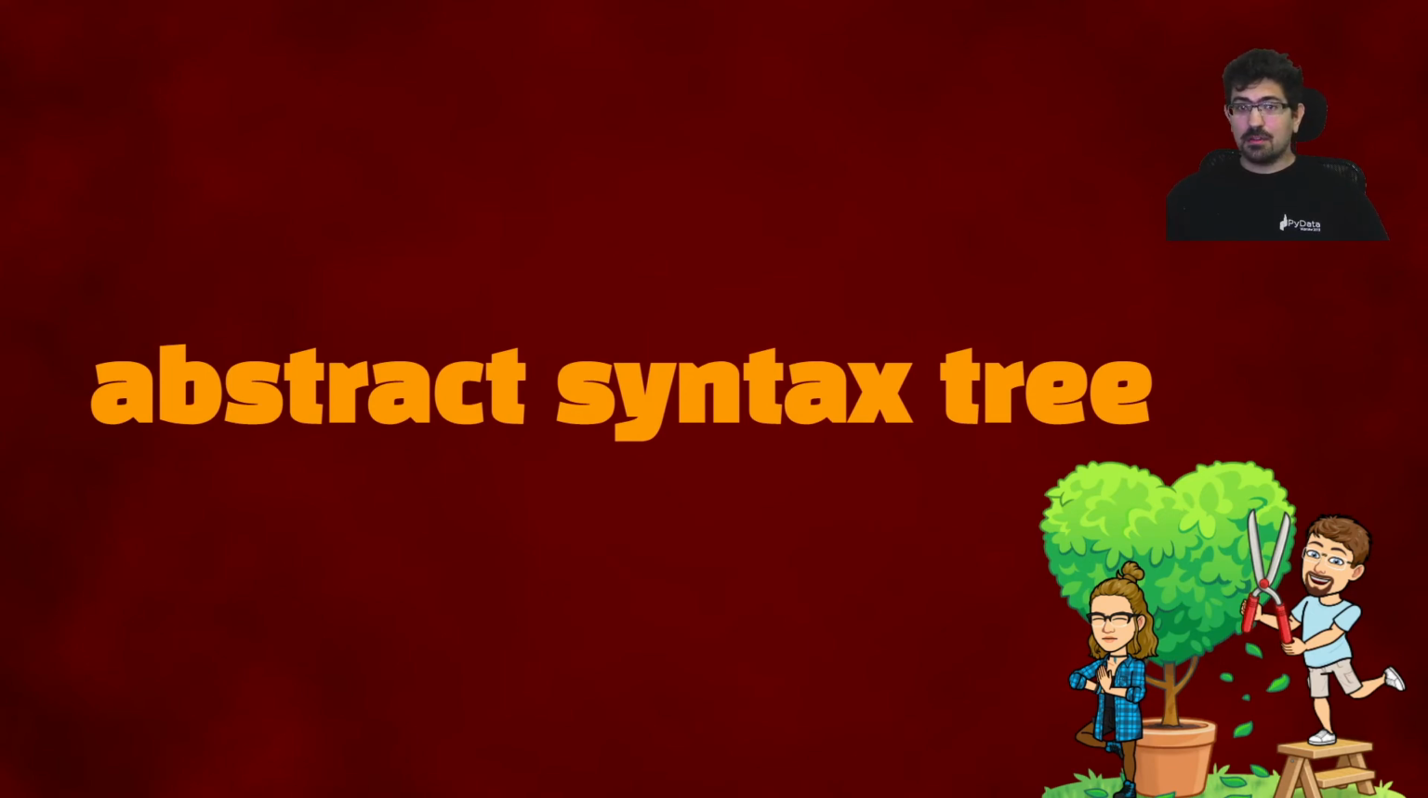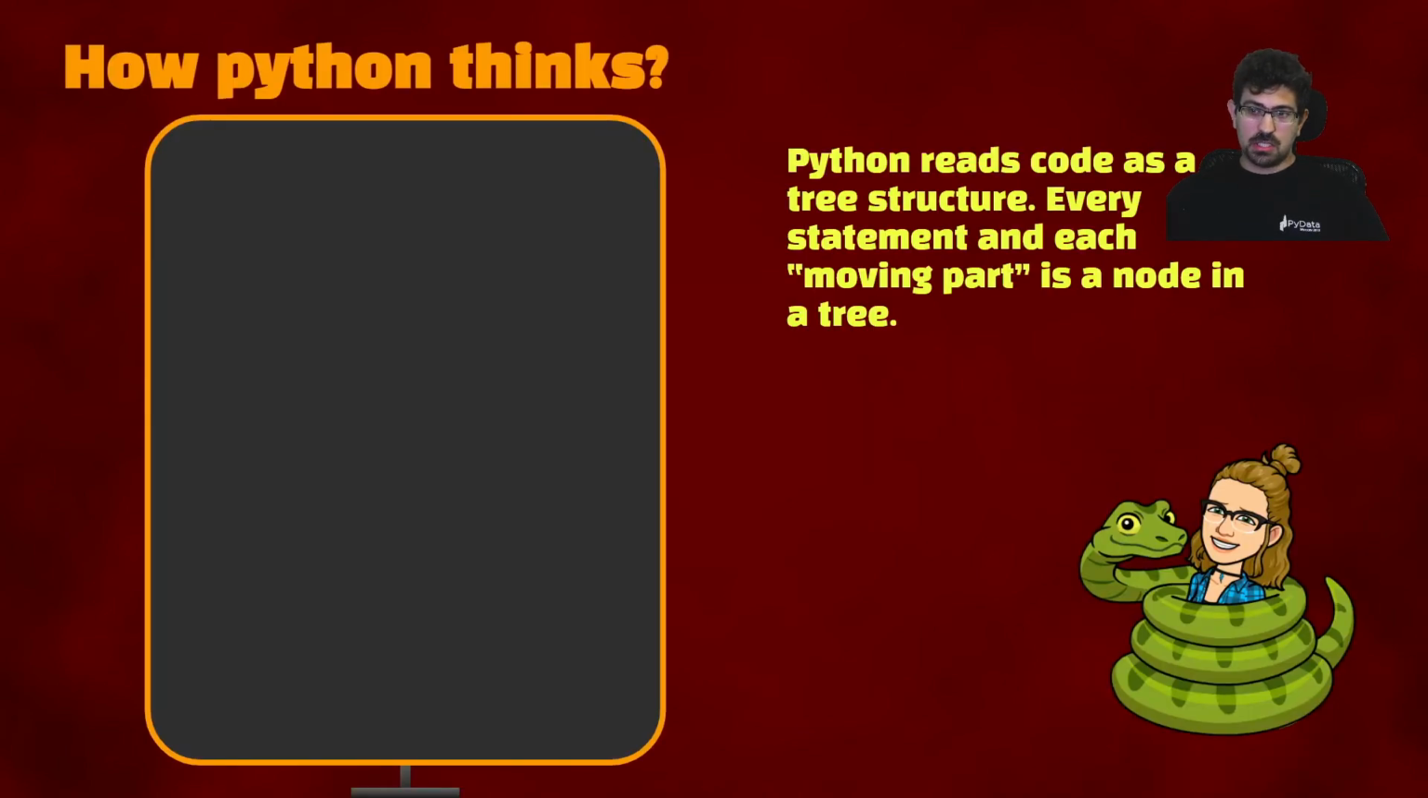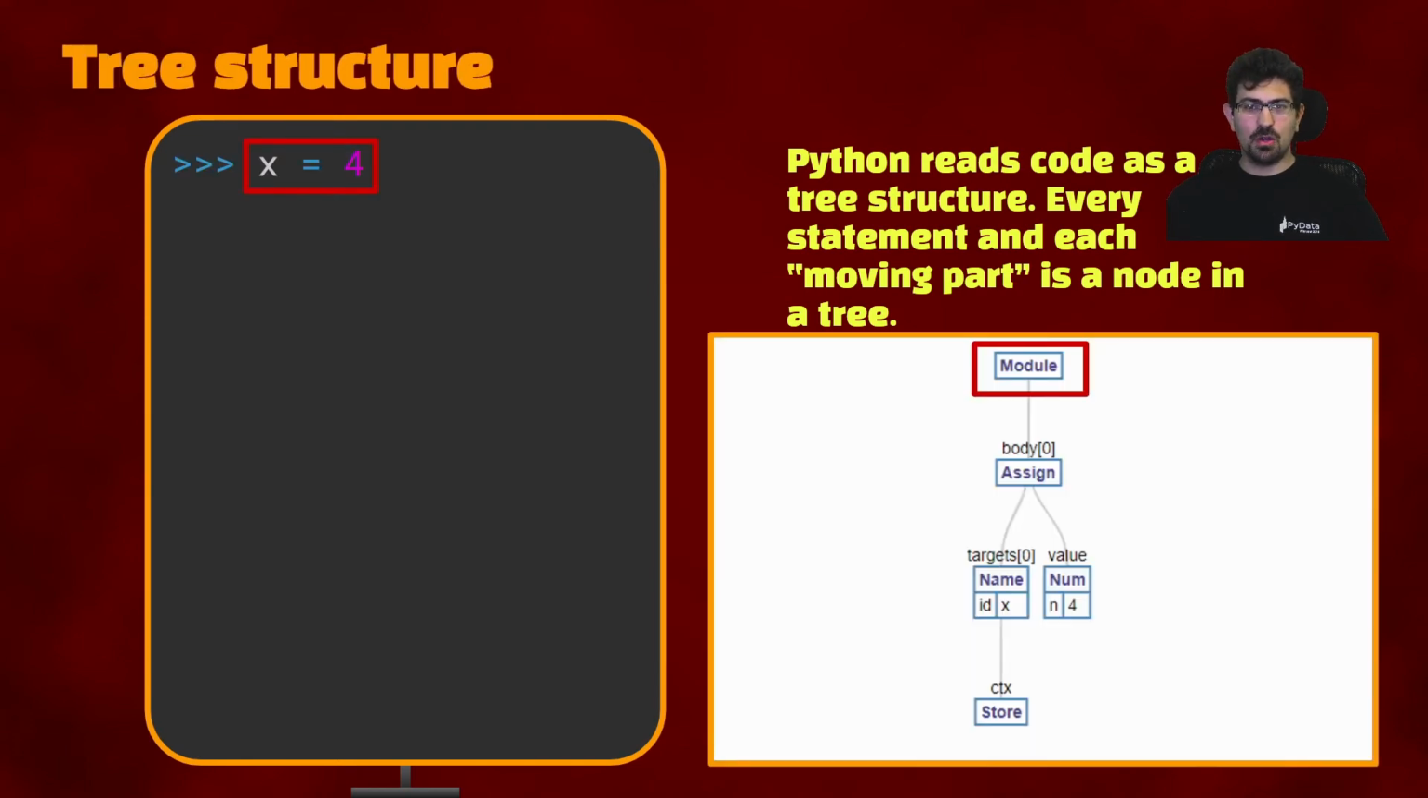The last technical thing we're going to talk about is the abstract syntax tree. And we're going to see why this is good. First of all, we want to see how Python reads code. Python reads code as a tree structure. Every statement and each moving part is a node in the tree.